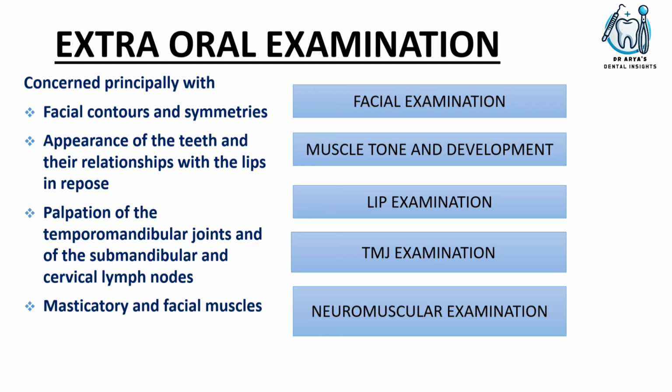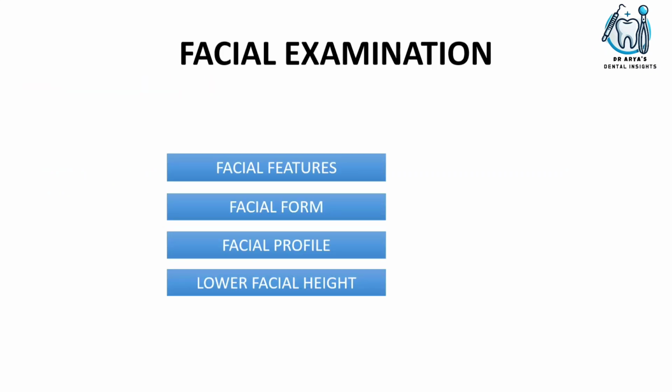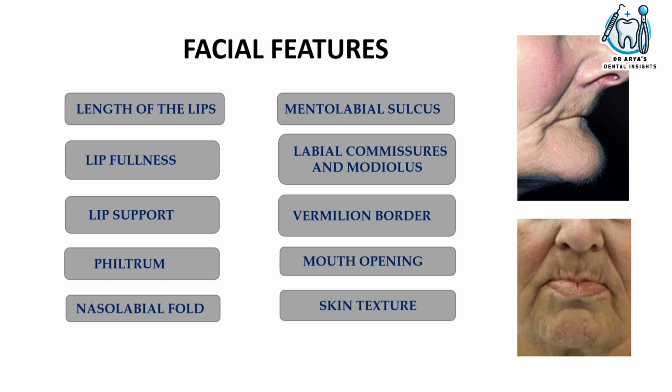So it includes facial examination, examination of muscle tone and development, lip examination, TMJ examination, and neuromuscular examination. Coming to facial examination, it includes evaluation of facial features, facial form, facial profile, and lower facial height. So facial features are length of the lips, lip fullness, lip support, philtrum, nasolabial fold, mentolabial sulcus, labial commissures and modulus.